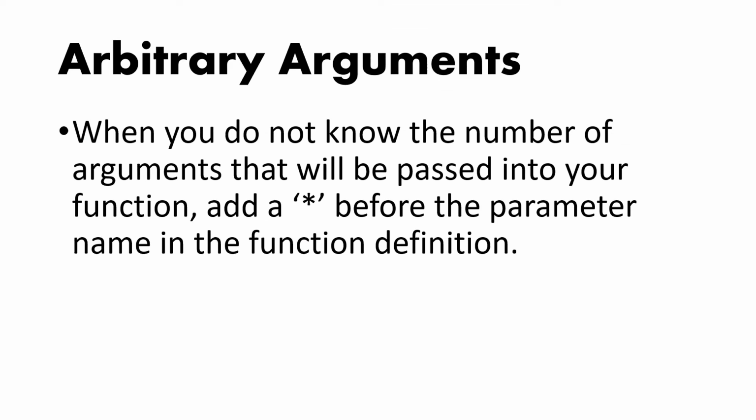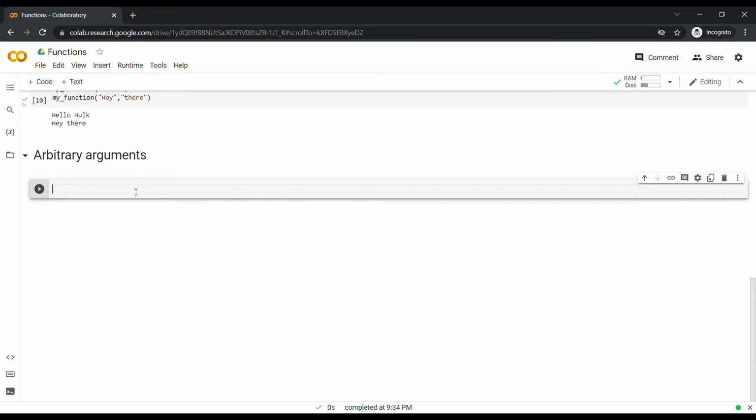Now, let's see about arbitrary arguments. When you do not know the number of arguments that will be passed into your function, add an asterisk before the parameter name in the function definition. The function will receive a tuple of arguments and can access the items accordingly. Now, let's see an example for this.